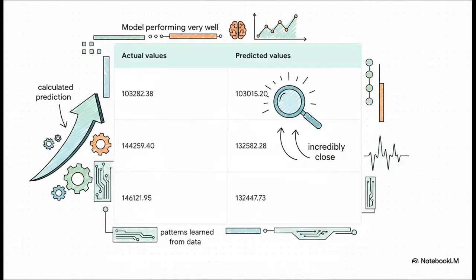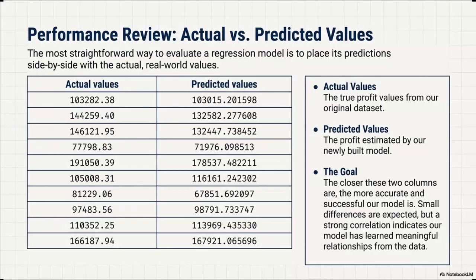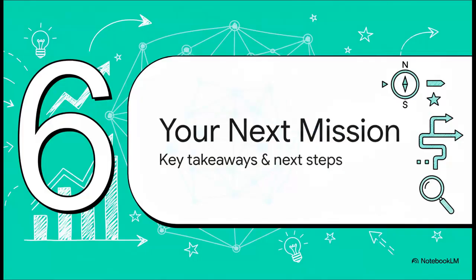And here's the moment of truth. We've put the actual profit values from our test set right next to what our model predicted. And just look at that. They are incredibly close. This isn't just random guessing. These are calculated predictions based on the patterns our model discovered. This is how we know our model is actually working really well. So there you have it. We've successfully built and tested our own predictive model.